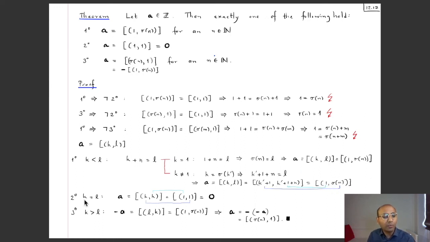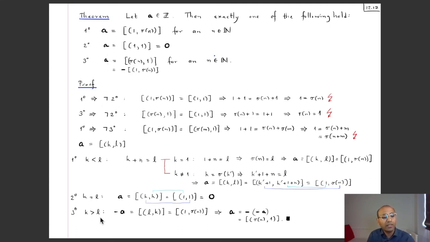Now let's suppose that K is equal to L. Okay, in that case you have that A is really (K, L), but L is the same as K, so you have this. Now I claim that this is really the zero integer. And why is that? Well, to show that, you have to show that (K, K) is equivalent to (1, 1), but that's clear because K plus 1 is indeed equal to K plus 1. So then we are in this case.